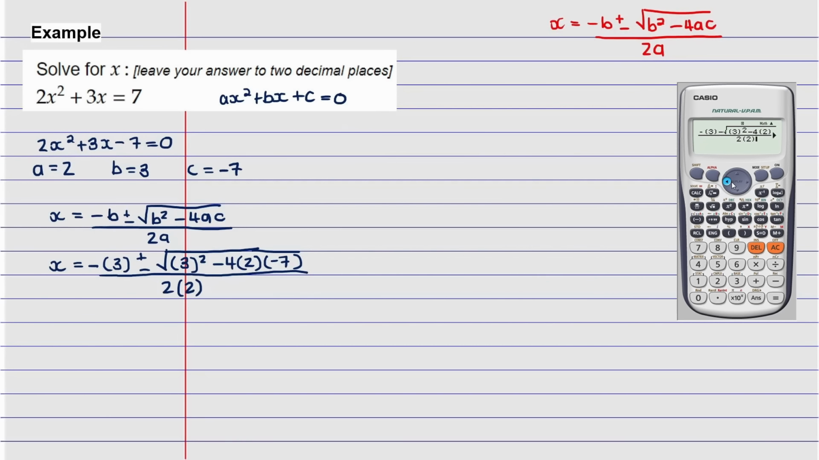Then you're going to click it like this, because now we want to change the negative into a positive, right? So you're going to delete, then you're going to put positive, right? Then you're going to press equals, then you're going to get this. Then to get into decimal, you're going to press S-D. Then this is going to be the value that you're going to get.